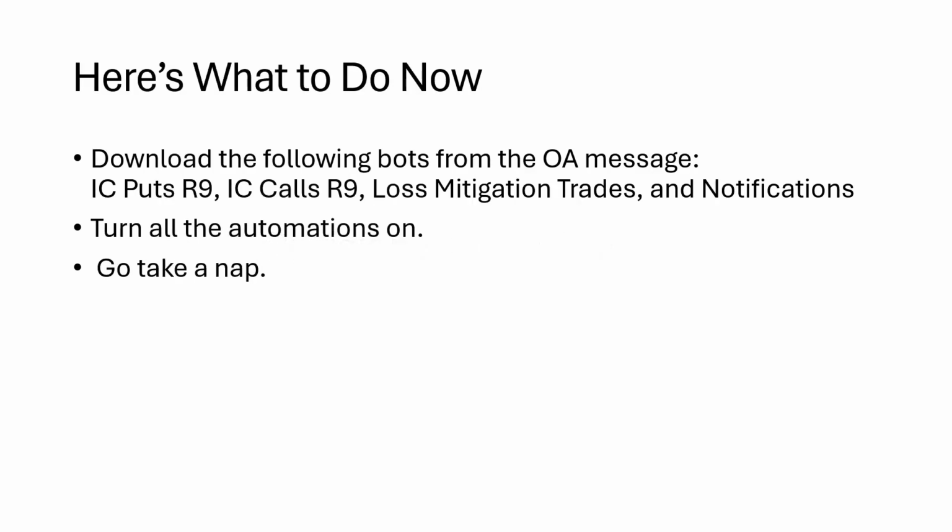So here's what you do now. Download all 4 bots from the Option Alpha message. Turn on the automations in each of the bots. At this point, there's nothing else for you to do until you have a loss. Personally, I like naps.